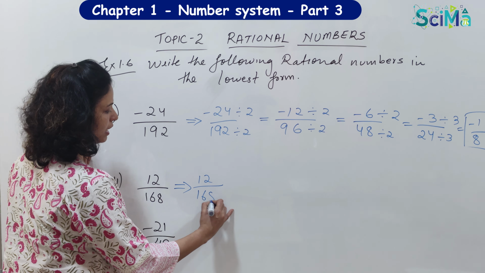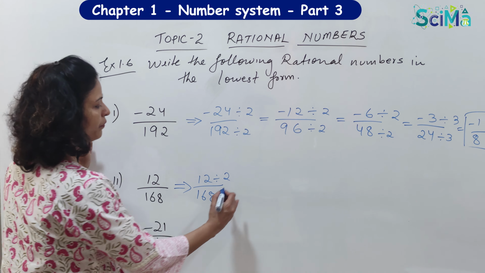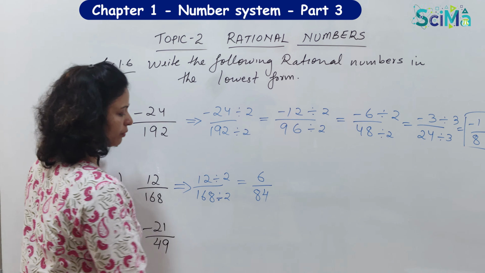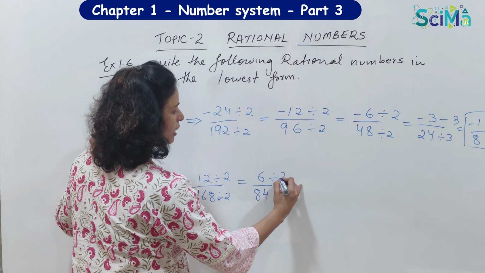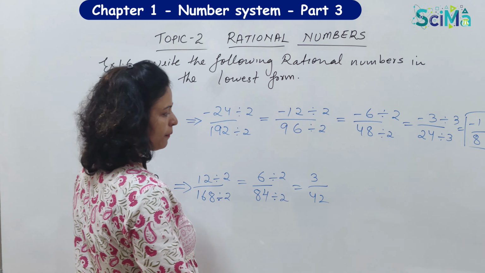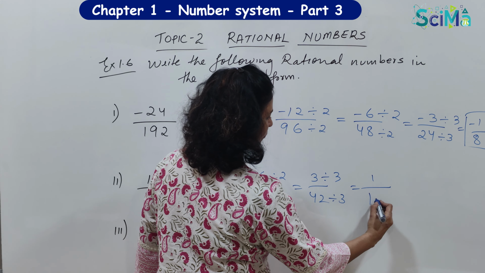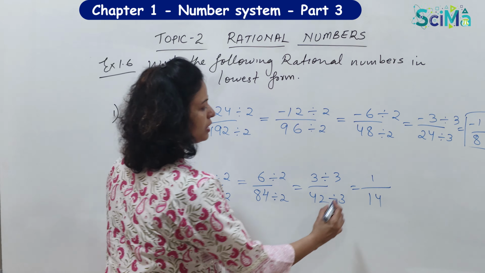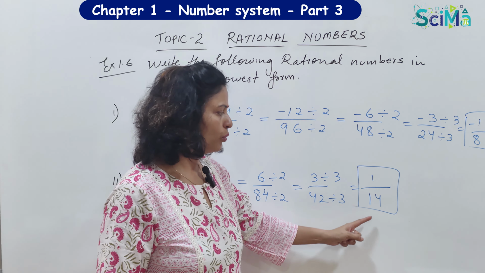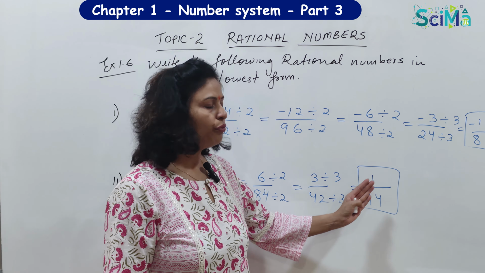12 by 168. So we can divide by 2 because both are even numbers. So we get 6 by 84. Okay. Again you can divide by 2. We get 3 by 42. Okay. Again it is divisible by 3. We get 1 by 14. Okay. So this is the standard form of 12 by 168. After 1 by 14 there is nothing common between them other than 1. So we cannot go further from here.